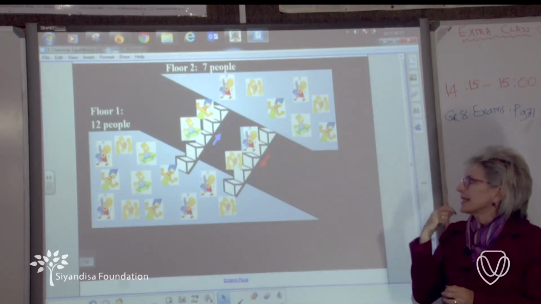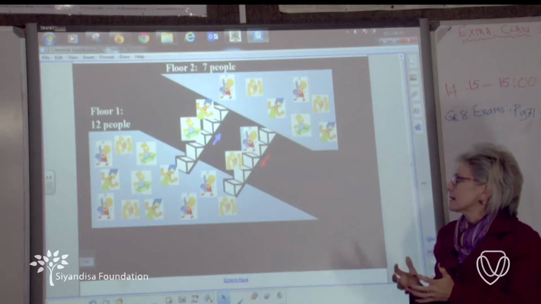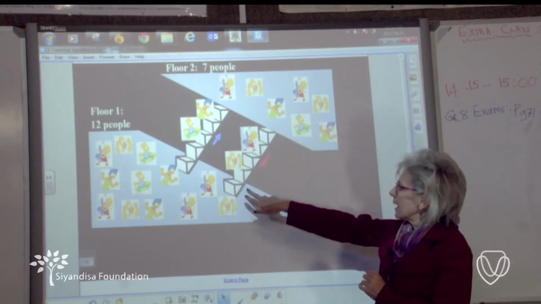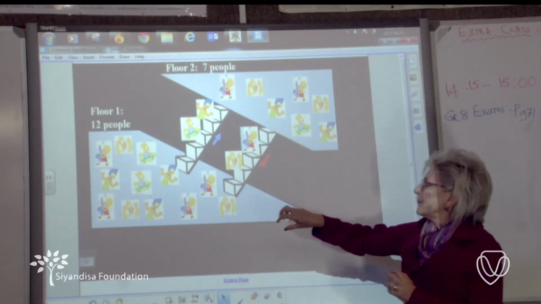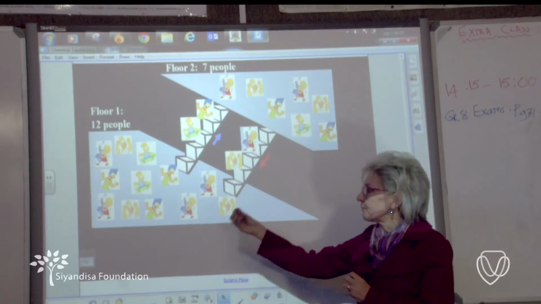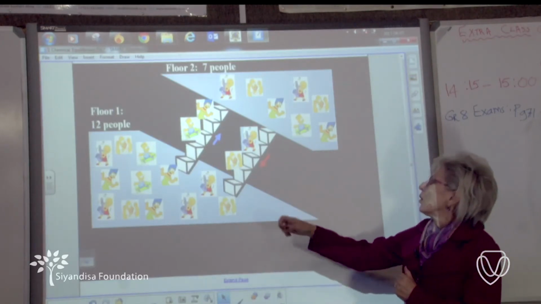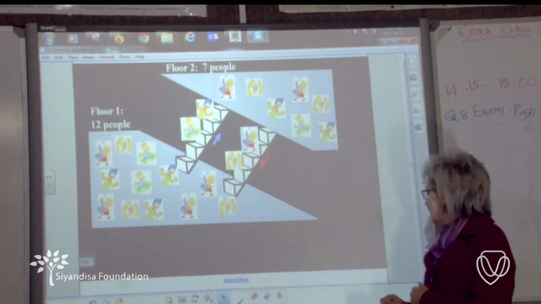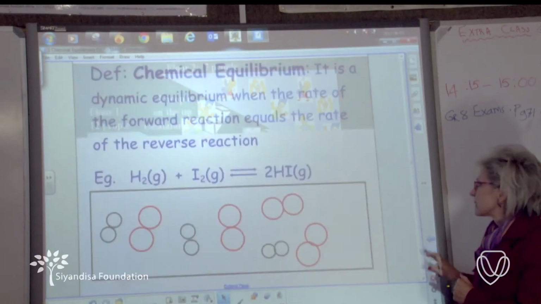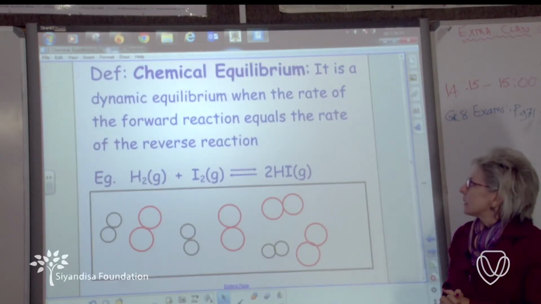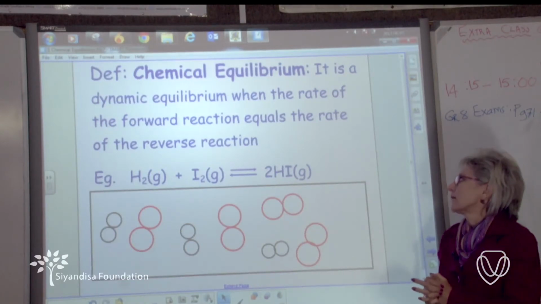So if you can think of this as a chemical system, it simply would mean that if 2 people are going up all the time and 2 people going down all the time, it means that the people on a floor will vary. They're going to change. But the number of people on the floor will not change. Always the same number, but always changing. And this is what we've got in a chemical system. So the definition for chemical equilibrium, it is a dynamic equilibrium when the rate of the forward reaction equals the rate of the reverse reaction.